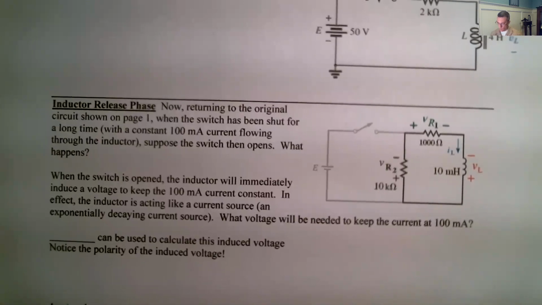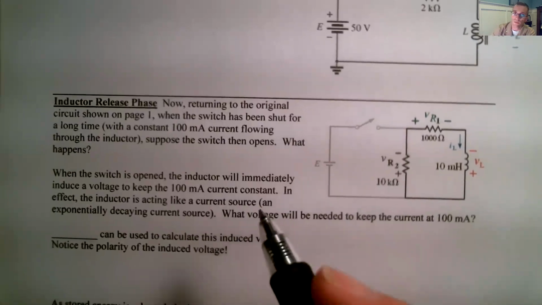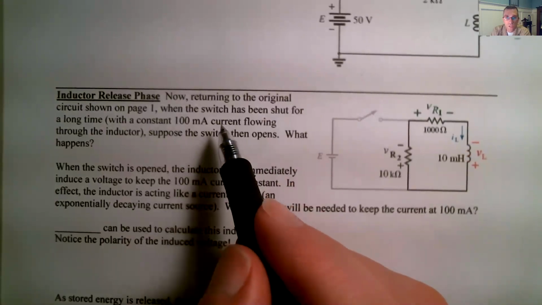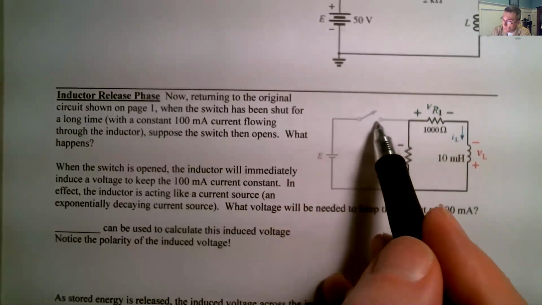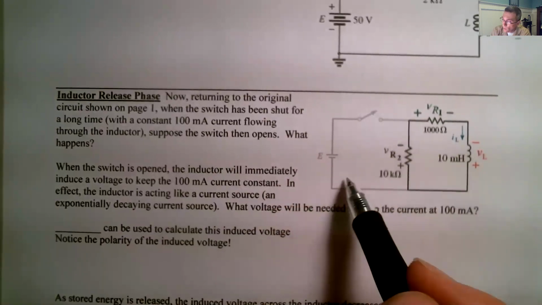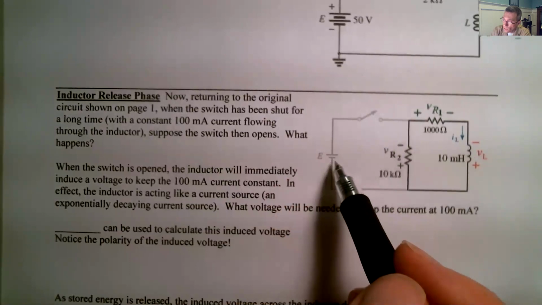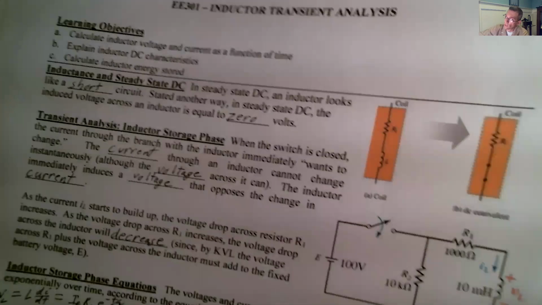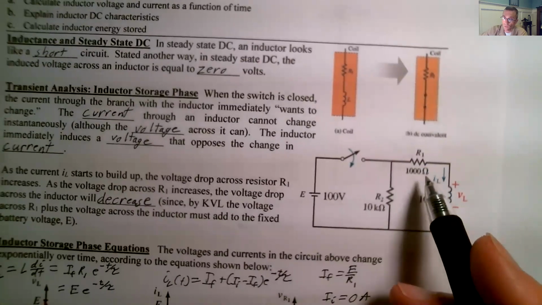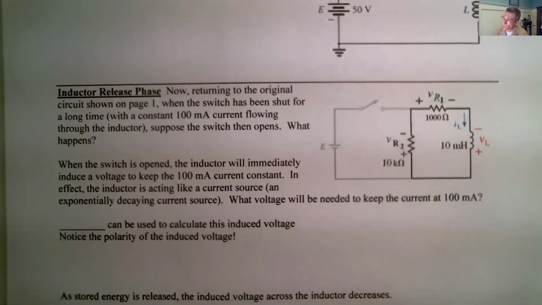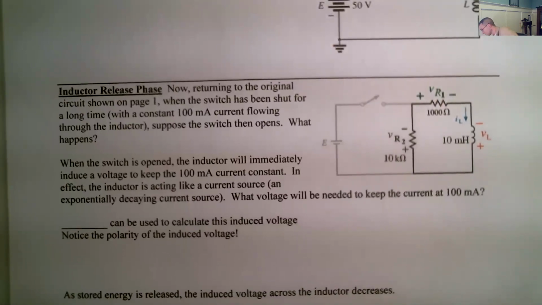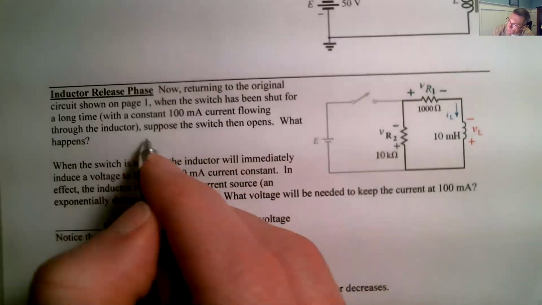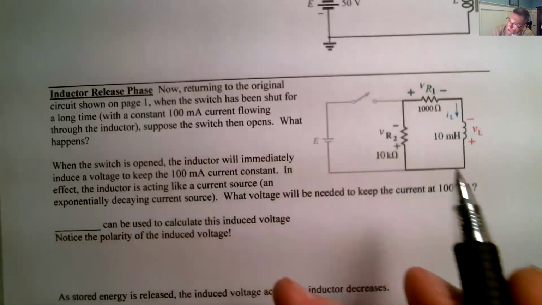All right, so for the release phase, returning to the original circuit shown on page 1, when the switch has been shut for a long time, so we've got it shut, we've got that constant, so the voltage was 100 volts, right? We had 100 volts and 1,000 ohms or 1 k ohm, so we got 100 milliamps of current flowing through there. All right, we've got constant 100 milliamps of current flowing through the inductor. We then open the switch.